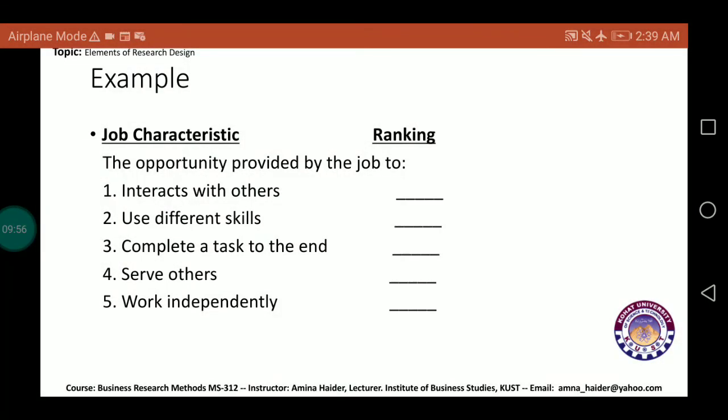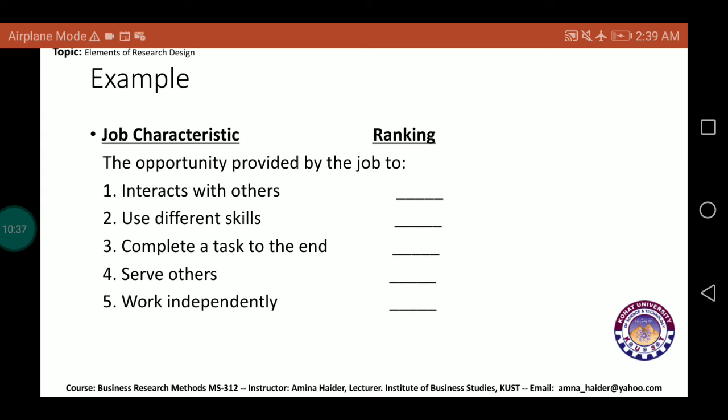So you have to rank the following five characteristics in a job in terms of how important they are for you. These characteristics are mentioned: interaction with others, use different skills, complete a task to the end, serve others, work independently. You should rank the most important item as 1, the next in importance as 2, and so on until you have ranked each one of them from 1 to 5.